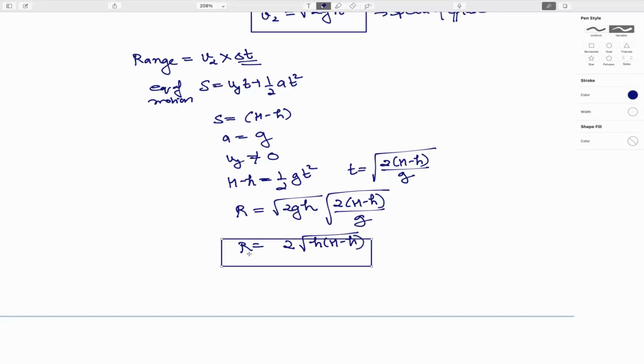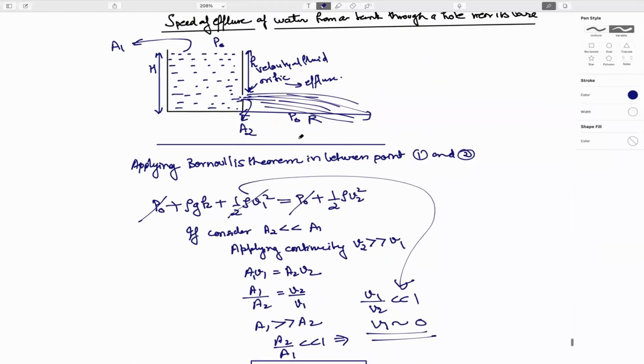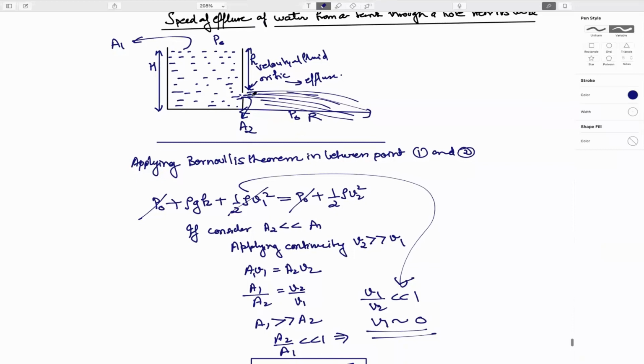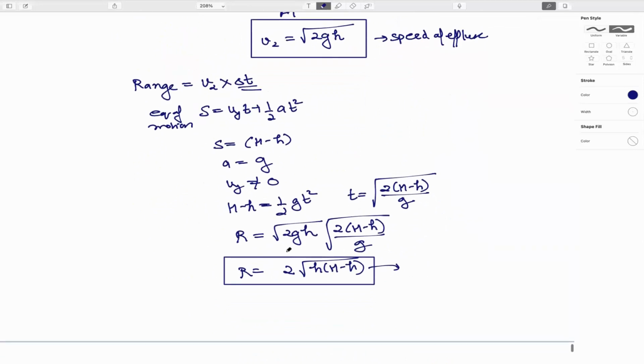So that is very interesting, because it is flowing like this in the presence of gravity, but the range is independent of gravity. That's the very nice thing that we get.